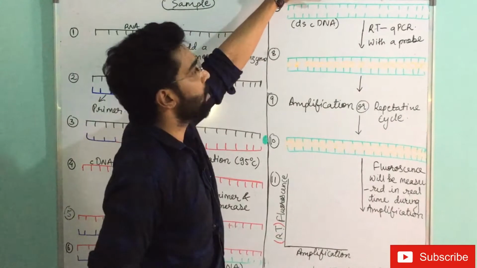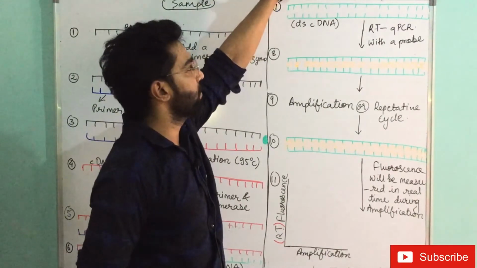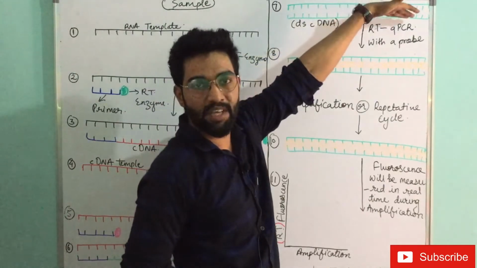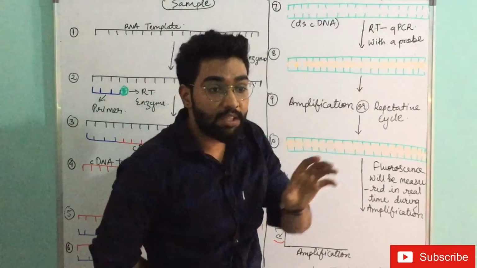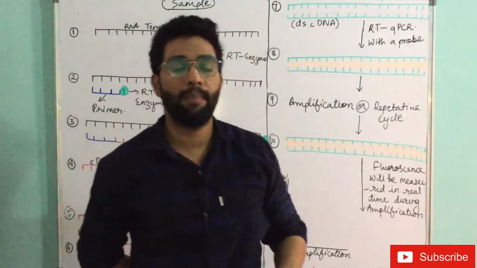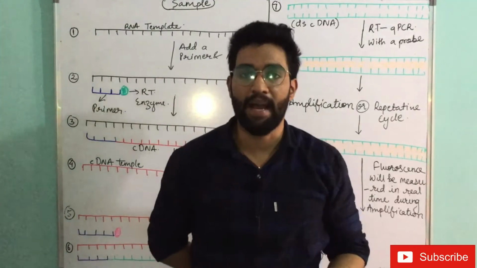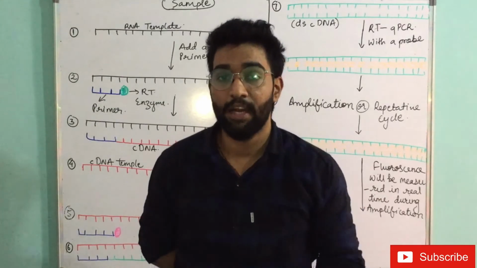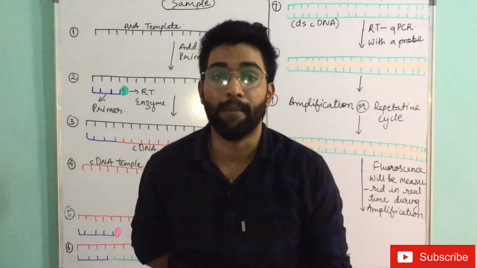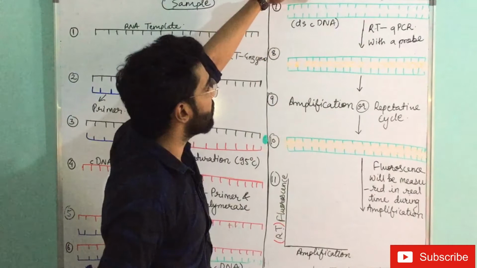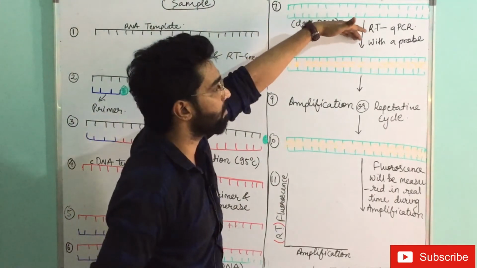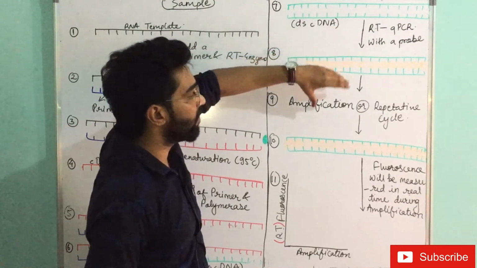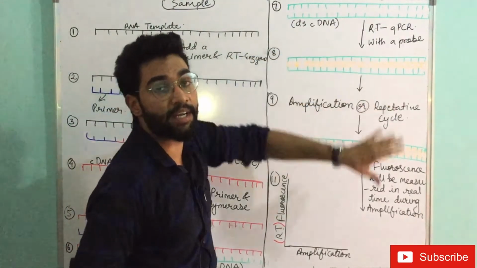So now we have got our double-stranded complementary DNA. This double-stranded complementary DNA will be placed in an RT-qPCR machine with a probe. Now what is this probe? The probe is something like a fluorescent dye, which shows fluorescence when the DNA gets amplified. Okay, so now when the double-stranded DNA is added in the RT-PCR machine with a probe, what will happen is that this PCR machine will amplify this double-stranded DNA.